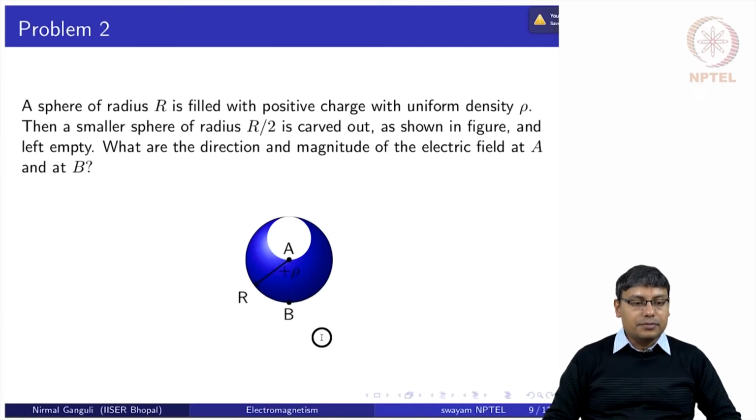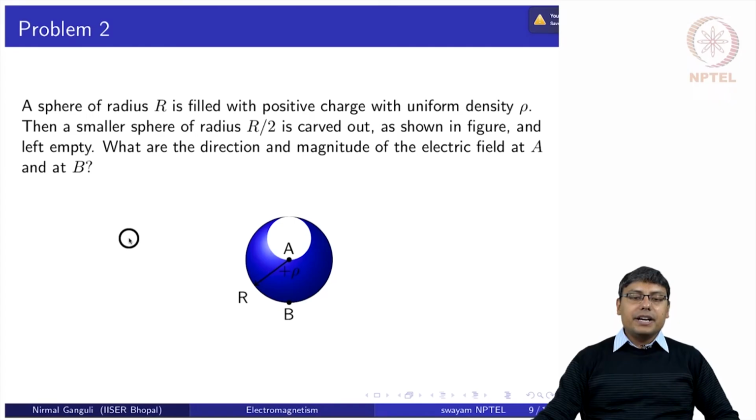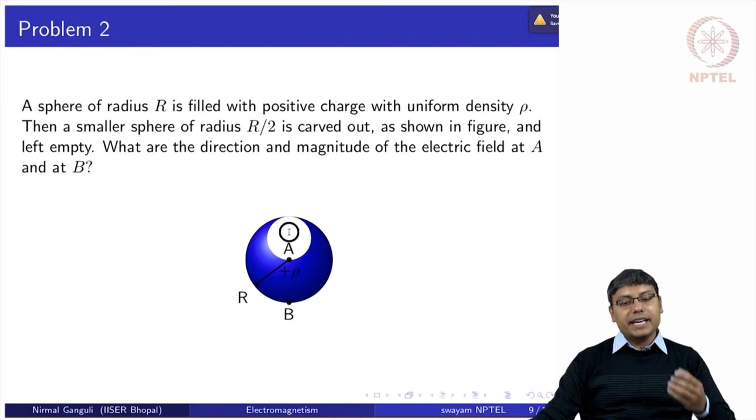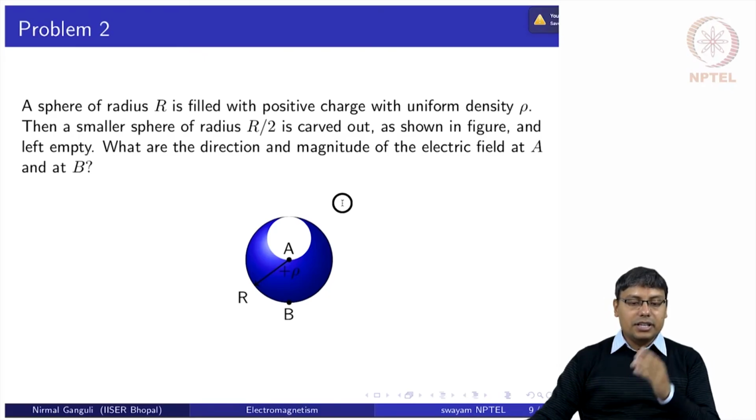Let us consider another problem. We have a sphere of radius r that is marked as a blue sphere here, and it is filled with a positive charge with uniform charge density rho. It is plus rho here we have marked. Then a smaller sphere of radius r over 2 is carved out as shown in the figure, and it is left empty. So, here we have a smaller sphere taken out of this bigger sphere. So, the charge is also taken out. There is no charge in this region, white region now.